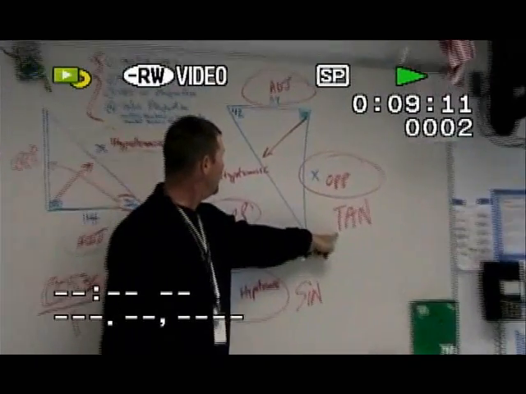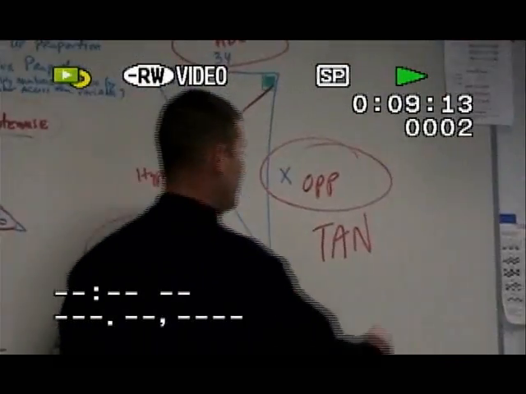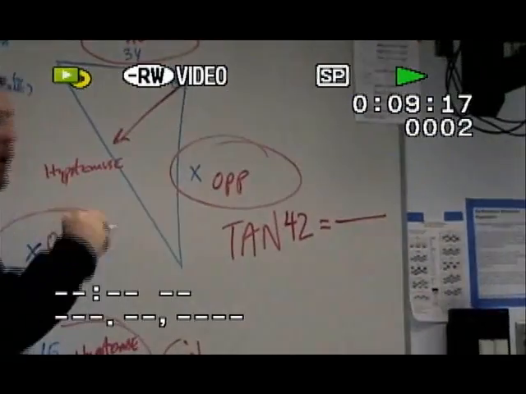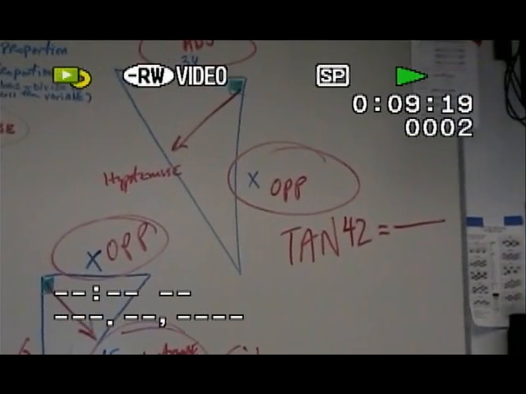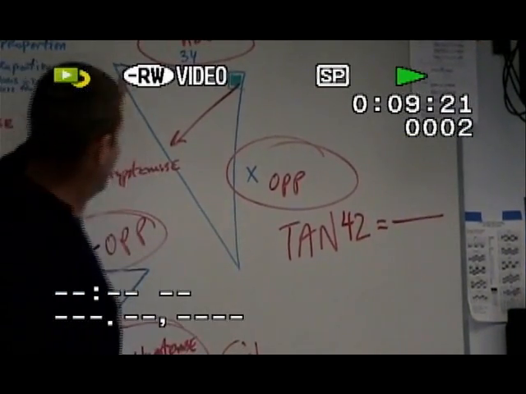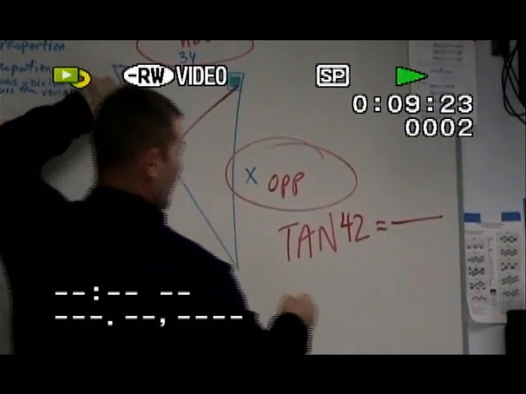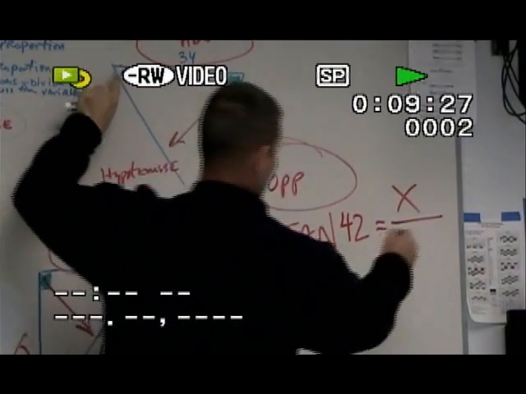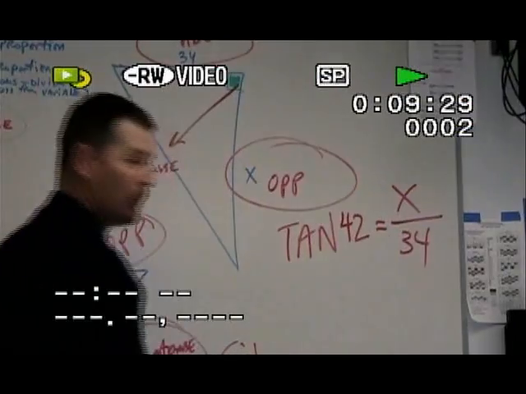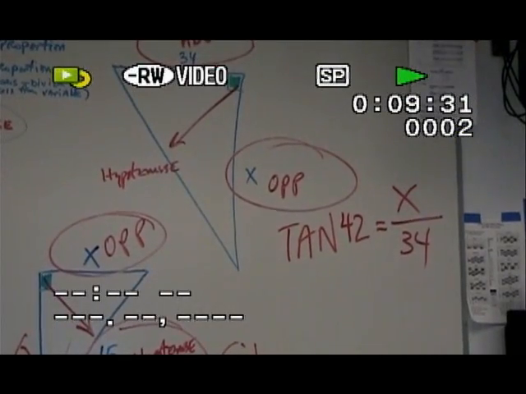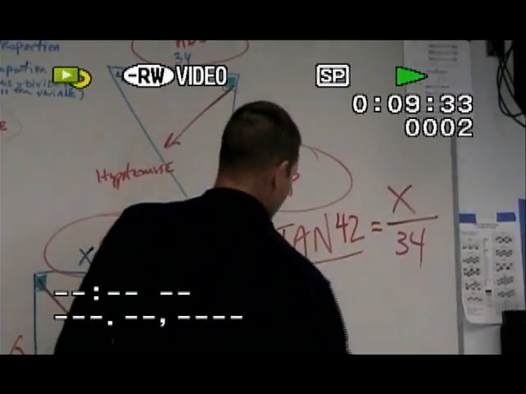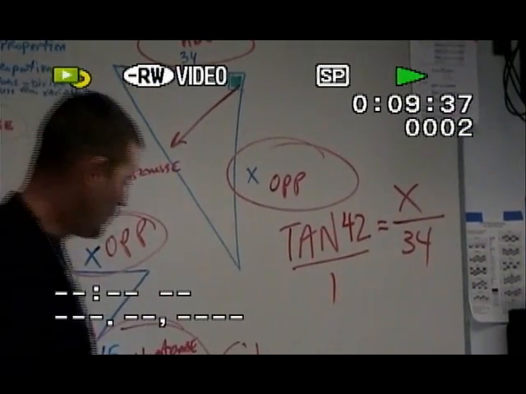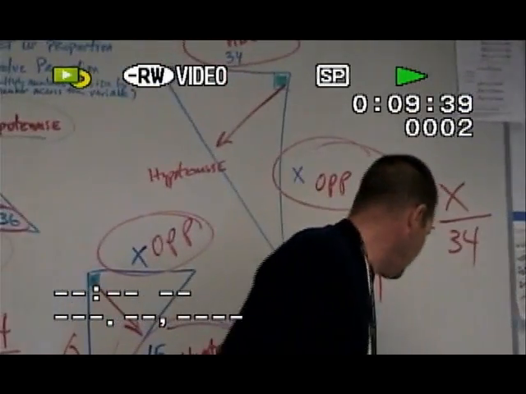Tangent of what angle? 42 degrees is equal to, and I'm going to set my ratio, TOA, what goes on top? Opposite, so opposite of 42 is what? X, and then adjacent is 34. And then I'm going to make it a proportion by just drawing a line and putting what? That's all I'm going to do, just put 1 right there. Now I've got my four-cornered proportion going on there. I need a little room over here.